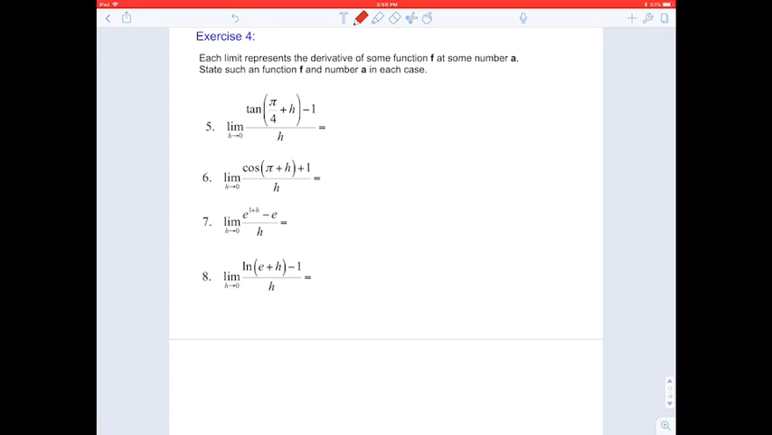Limit as h goes to 0 of tangent of the quantity pi over 4 plus h, minus 1, over h. That means this represents the derivative at pi over 4. Of course, that's my a value. And the function is, as I just said, tangent of x, and a is pi over 4. That means this one must be tangent at a, which is tangent at 45 degrees, which is 1.